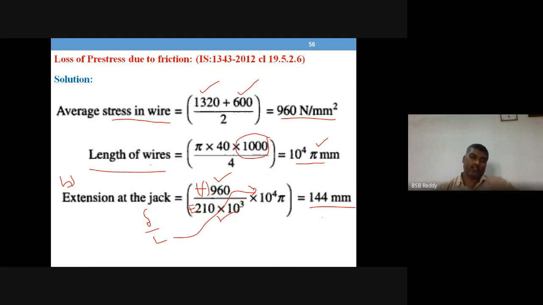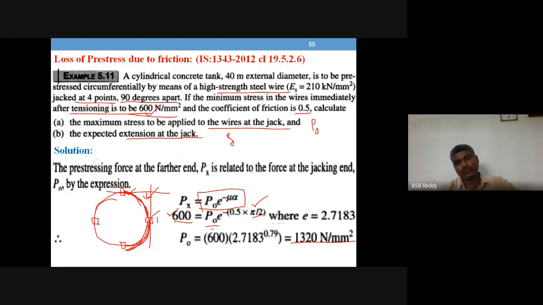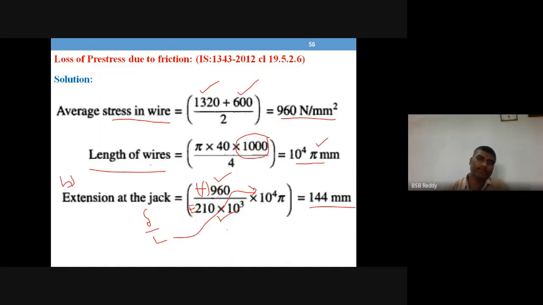Okay, so that's a simple problem where, after tensioning, the stress is given to you, and you have to find the P naught value. What is the maximum stress to be applied to the wires at the jacking end? You have to apply 1320 at the jacking end, and you will have 600 remaining. And to find the extension, as the stresses are different at two different places, you have to take the average stress.